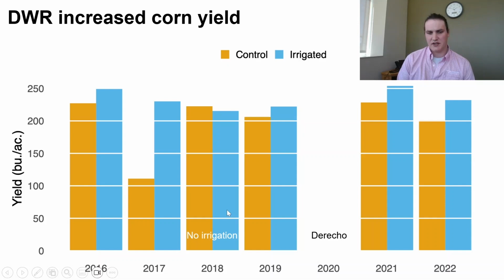In 2018, you can see the irrigated ground had less yield because there was actually no irrigation done. We had plenty of rain that year, so they didn't end up irrigating anything. So it's just kind of a wash there. And then in 2020, as you can see, we had the derecho that came through. So the irrigation lines got knocked over, and they weren't able to irrigate at all.